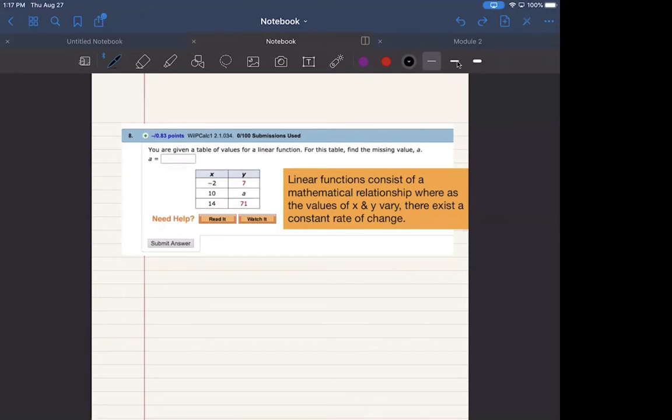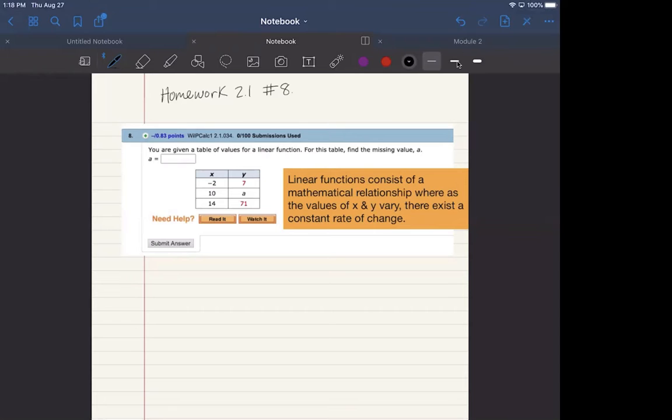Hello everyone. So I have another helpful tutorial here for you all, and this is on constant rate of change again, but this is a different question. This is a question from homework 2.1, number 8.